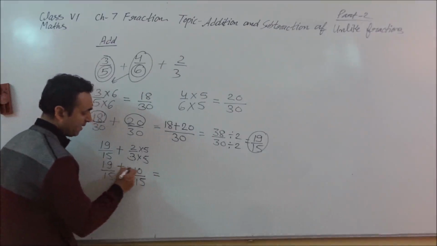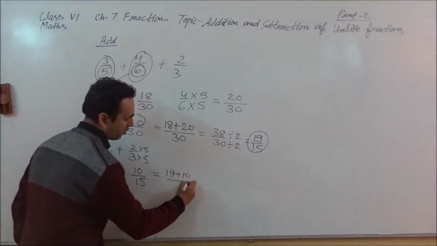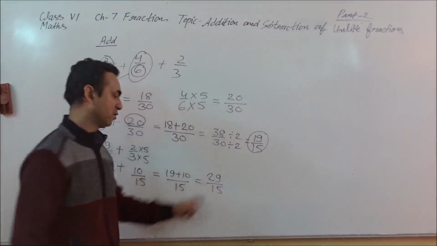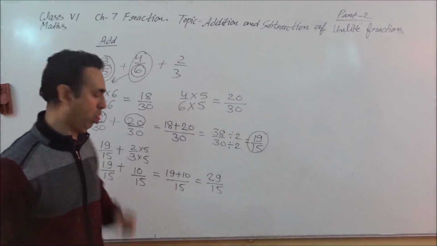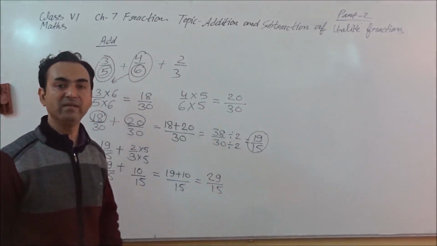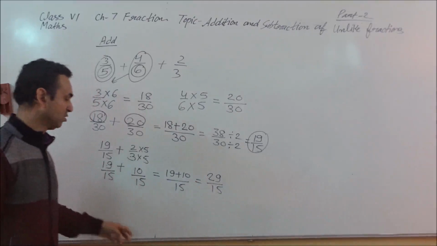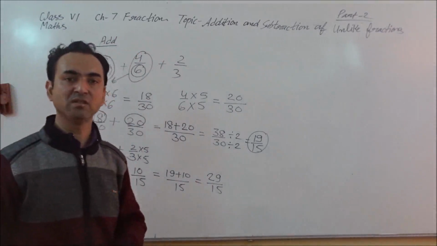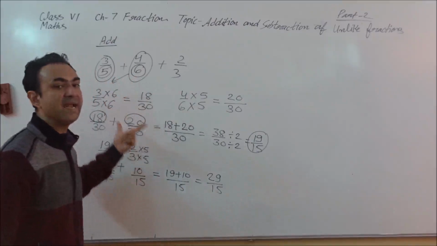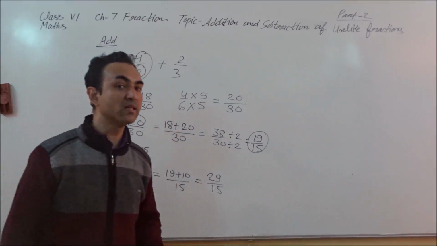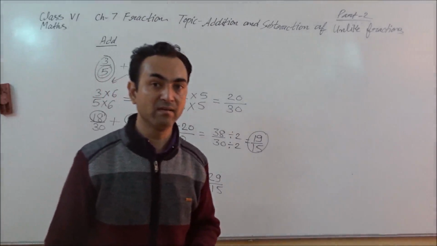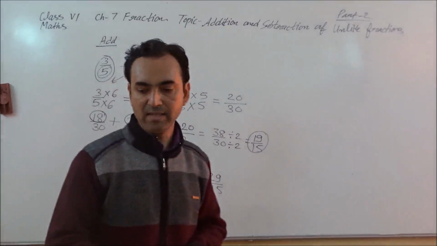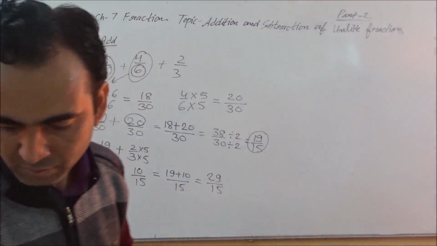So now 19 plus 10 upon 15. So 19 plus 10 is 29 upon 15. And the common factor of 29 and 15 is 1. So this is the simplified form. No need to simplify. So in this method you have understood how to add unlike fractions. You can add 2 fractions at a time in this method. Now you are thinking, if more than 3 fractions are given, then you can add 2 fractions at a time, right? And there is another method also which I will tell you.